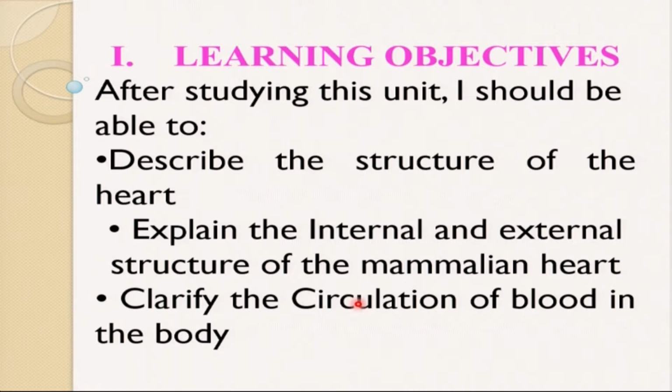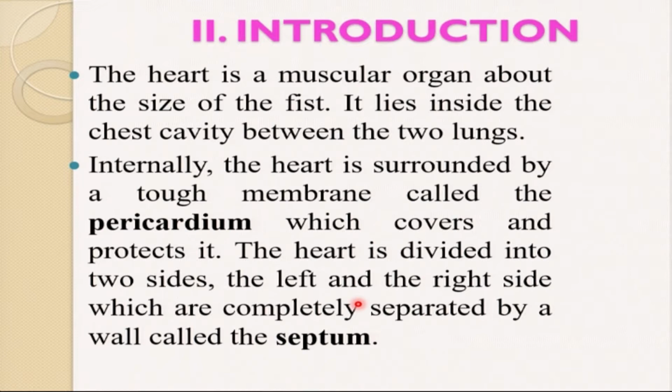The lesson has three major objectives. Objective number 1 is to describe the structure of the heart. Objective number 2 is to explain the internal and external structure of a mammalian heart. Objective number 3 is to clarify the circulation of blood in the body. Let's go through the lesson.